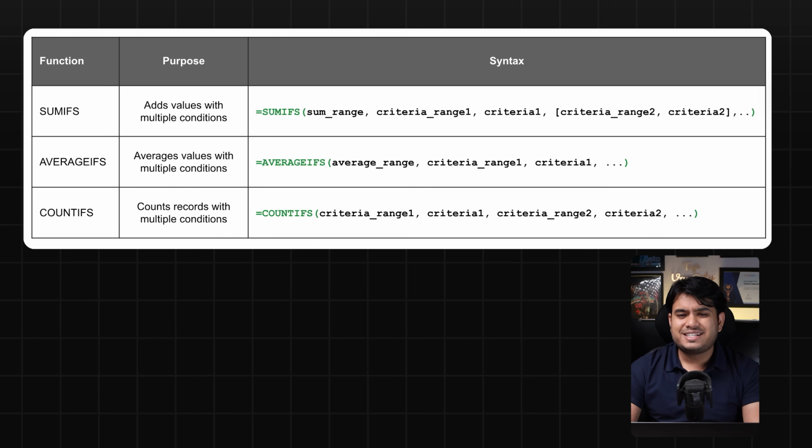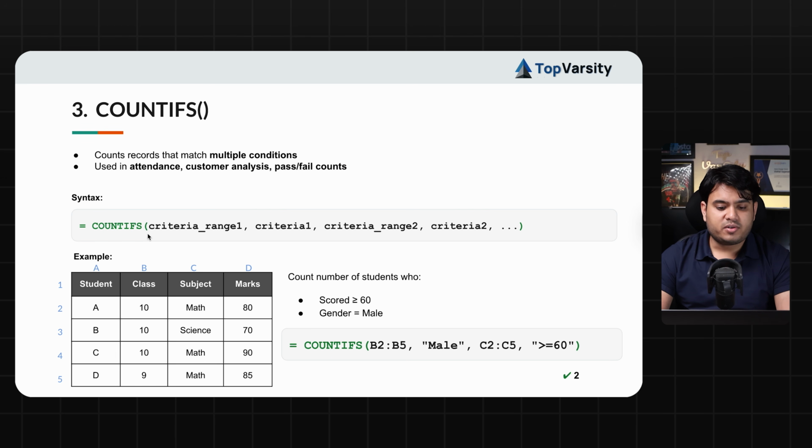Now this formula is a little different from AVERAGEIFS and SUMIFS, because in SUMIFS we used to select the sum range, and in AVERAGEIFS we used to select the average range. Okay, so here your formula directly starts with COUNTIFS, and then it jumps directly to criteria range 1, and you will select the criteria, then criteria range 2 and criteria 2. Like this it will be again criteria range 3, criteria 3, and so on. Now let's understand with the help of an example.